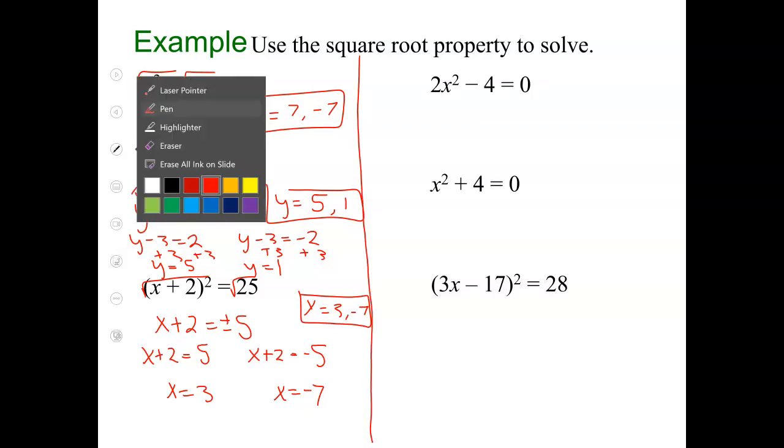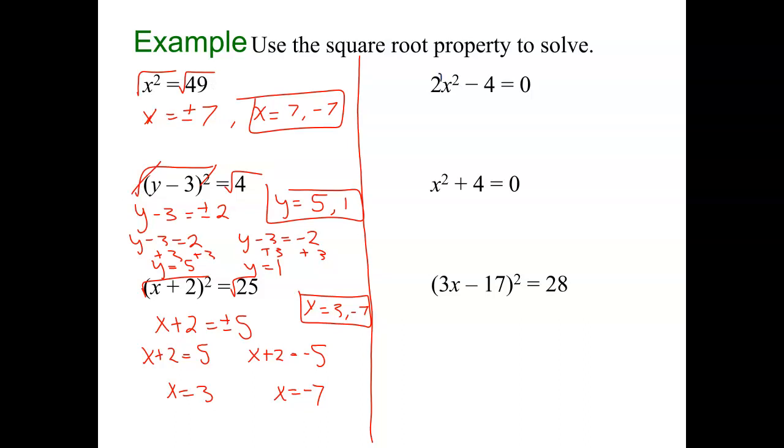But now as we look at the next example, we see that the thing being squared is not isolated. So I need to move everything else first. Okay, what's the first thing that I'll move? The 4. By doing what? Adding 4 to both sides. So 2x squared equals 4.